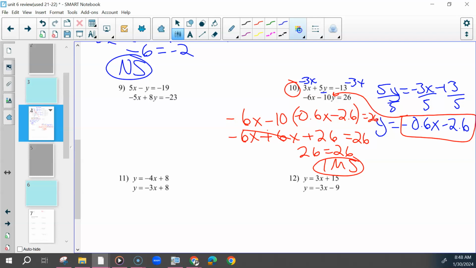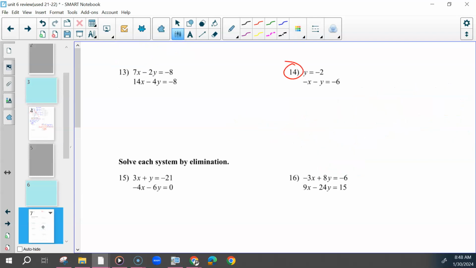Questions on that before we do 14? Basically half of it is already solved for you. You know what y is. So we're going to substitute that in to figure out what x is.